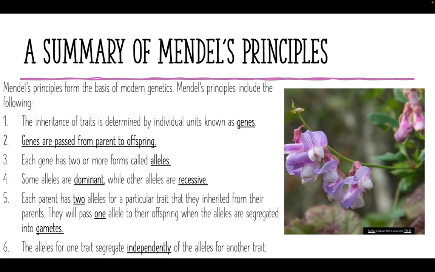So a summary of Mendel's principles, they form the basis of modern genetics. They include that the inheritance of traits is determined by individual units known as genes. The genes are passed from parent to offspring. Each gene has two or more forms called alleles. Some alleles are dominant, others are recessive. Each parent has two alleles for a particular trait, and they'll only pass one to their offspring when the alleles segregate. The alleles for one trait segregate independently of another.